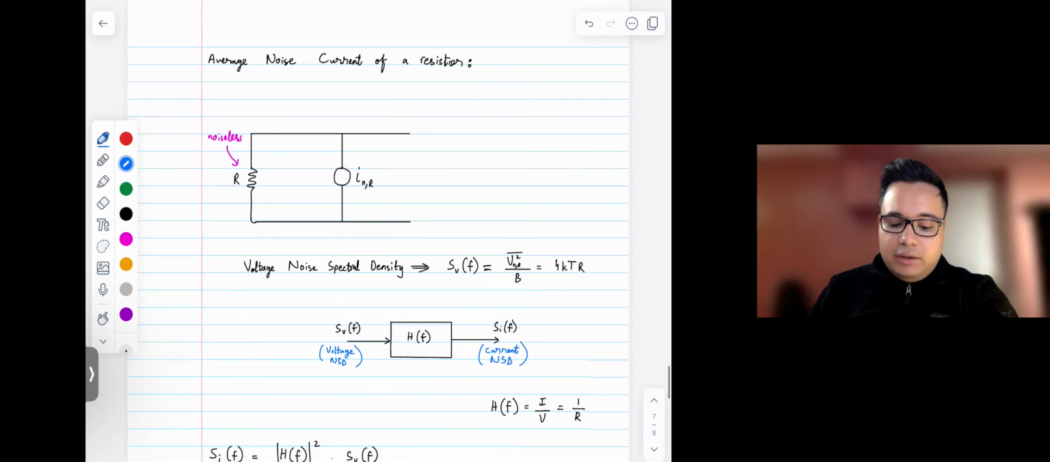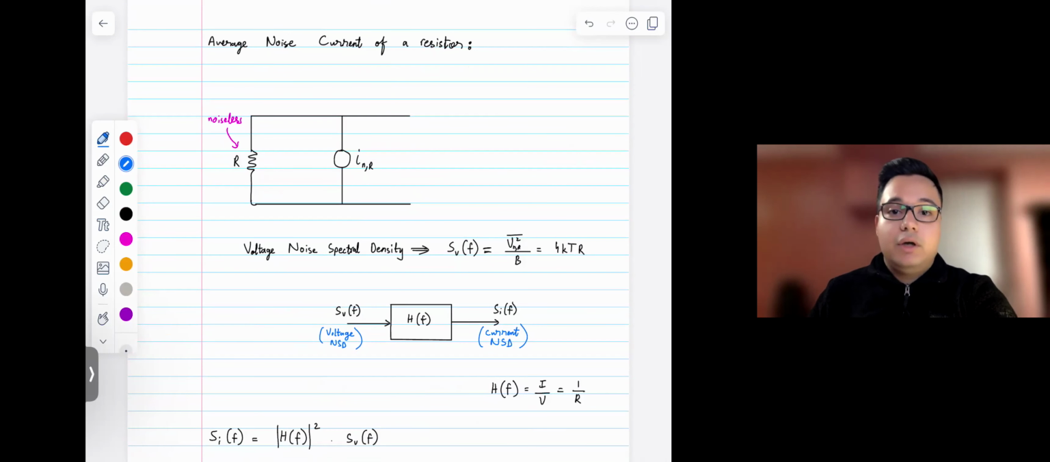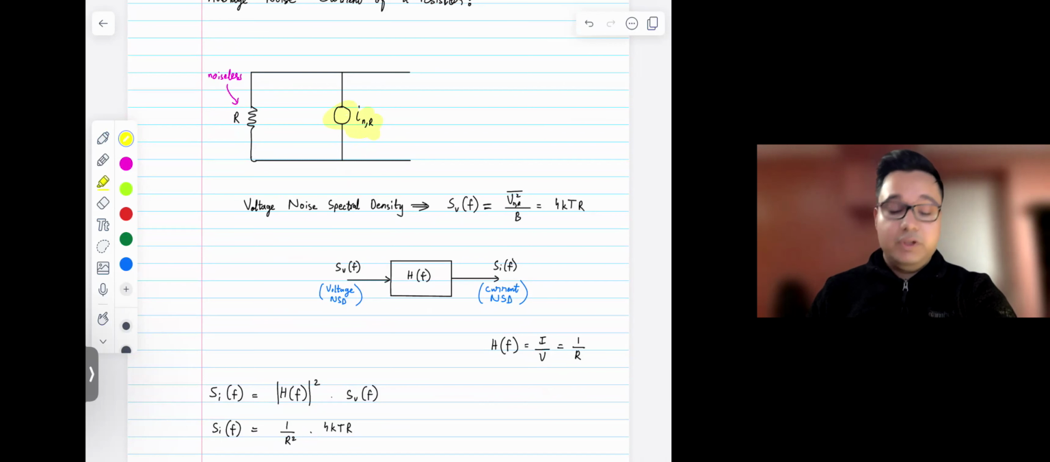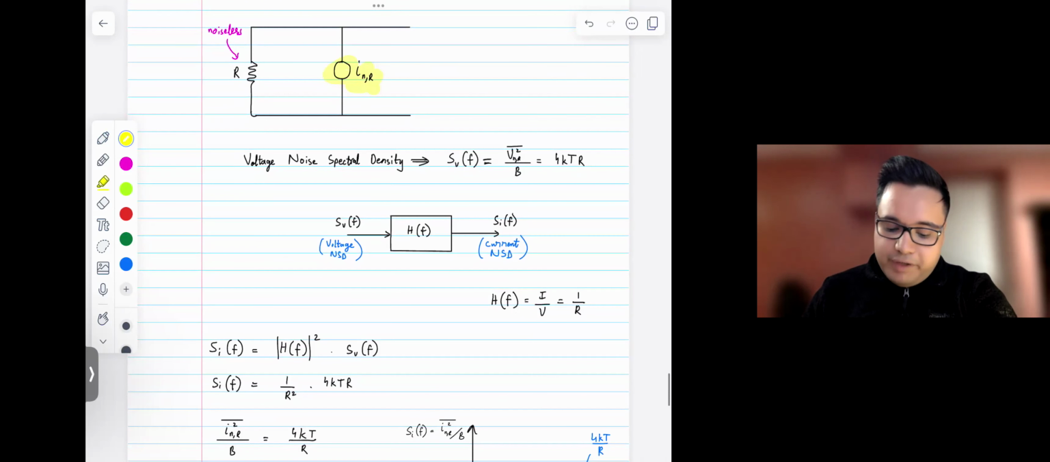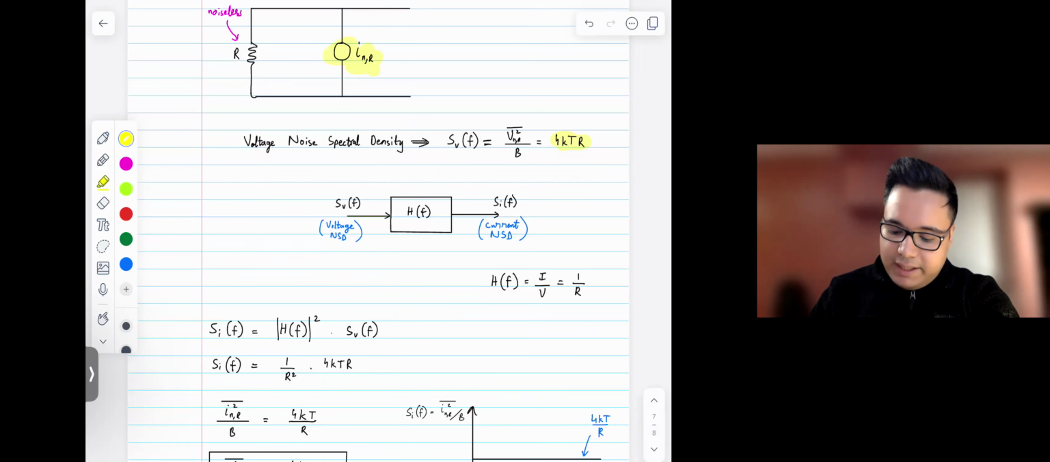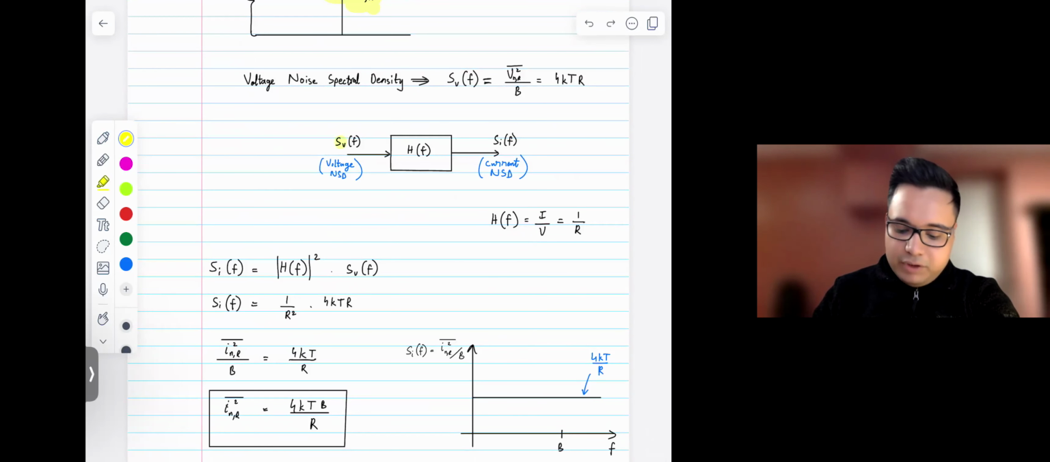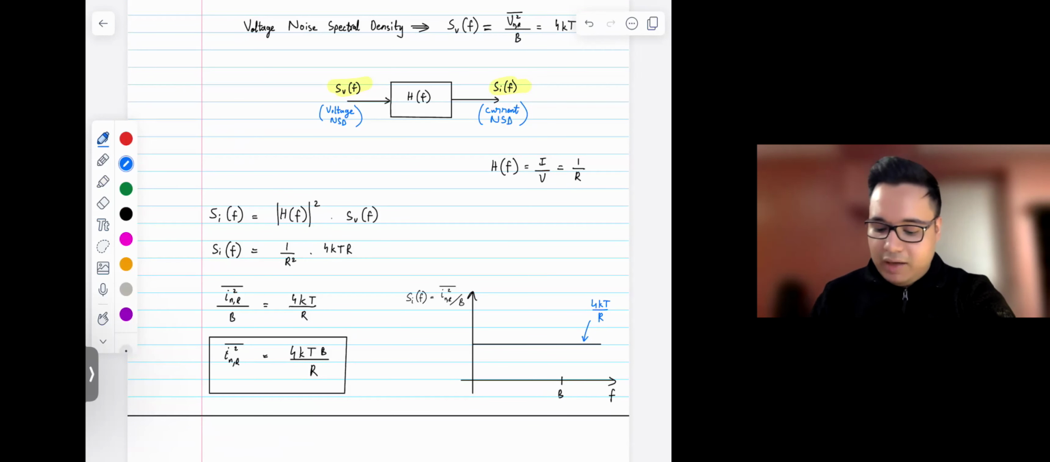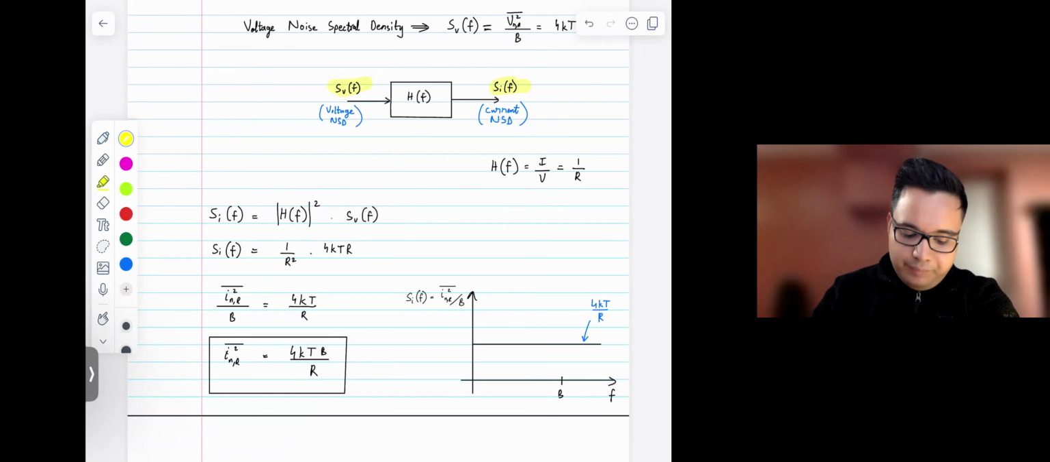All right. Now let's look at the average noise current of a resistor. Instead of a voltage noise source, we're now modeling the noisy resistor with a current noise source. Previously we found that the voltage NSD is 4kTR, which is right here. So we have a system where the input is the voltage NSD and the output is the current NSD. Since we have current at the output and voltage at the input, the transfer function is just 1 over R.